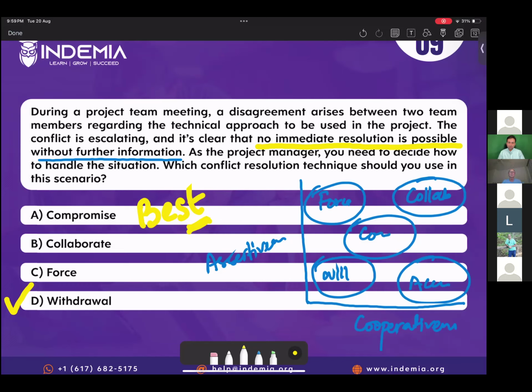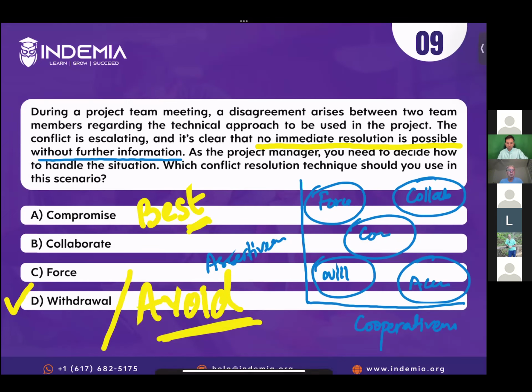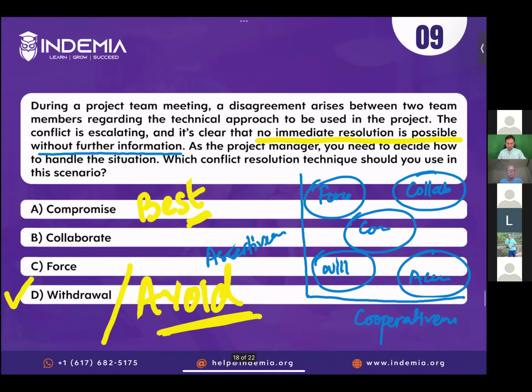So compromise, no, we won't be doing that. Collaboration is not possible. Force is also not possible because there is no indication one party is powerful and the other party is weak. Force is applied, or direction is applied, where we have imbalance. So there is no such indication. The correct answer is withdrawal, or we will avoid the conflict. We will wait for further information, and then we will find a permanent or long-term solution. So D is right. Let's read the explanation.